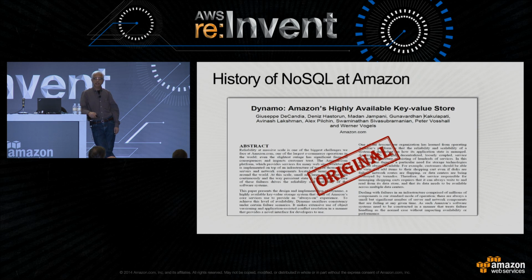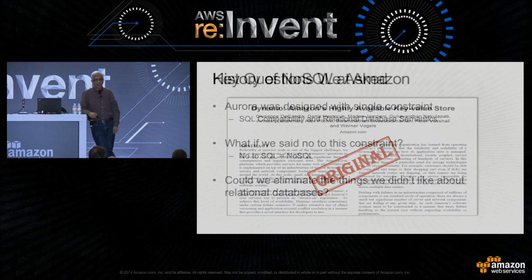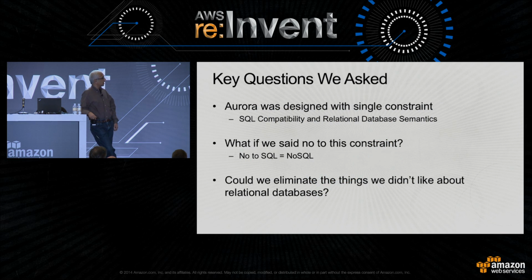We launched DynamoDB in January of 2012, so it was a multi-year effort prior to that. And again, in terms of the key questions we asked: we were thinking about doing Aurora at the time, and said, OK, in Aurora we're taking a constraint, which is called SQL. So we're going to say yes to SQL for Aurora. What if we say no to SQL, which is to take no constraints at all, a complete clean sheet of paper? So no to SQL became NoSQL. And we said, what could we do?